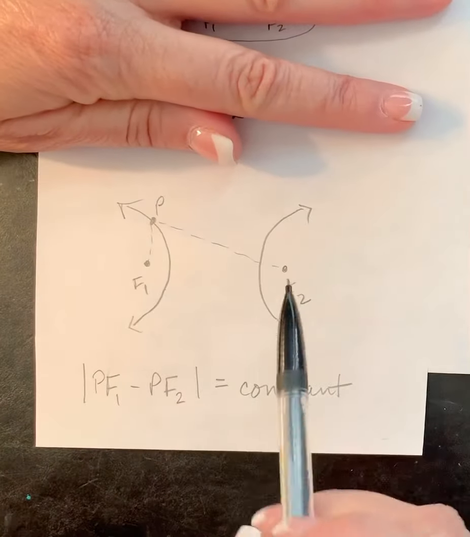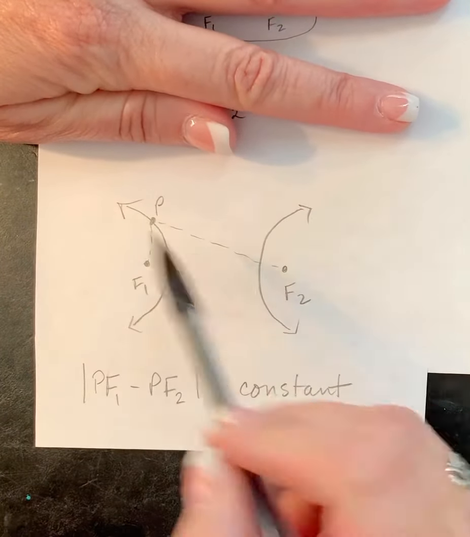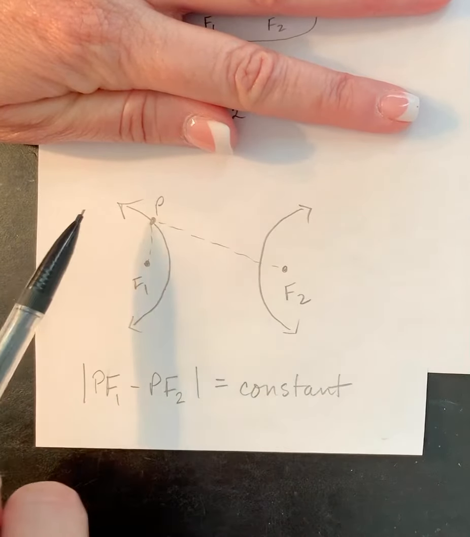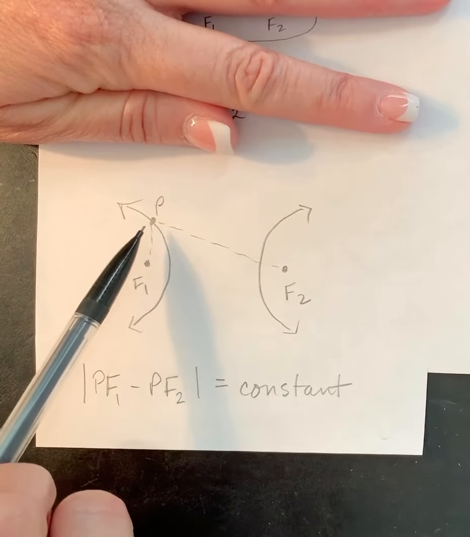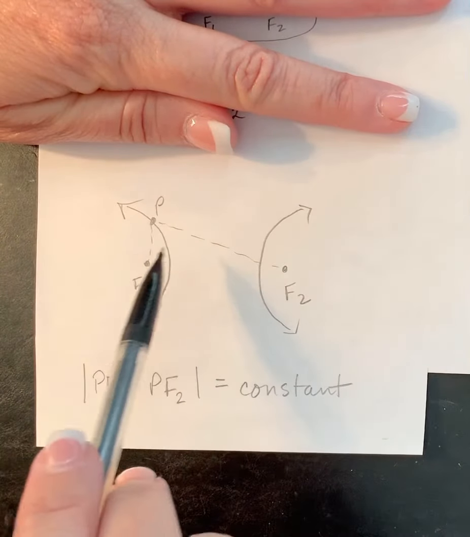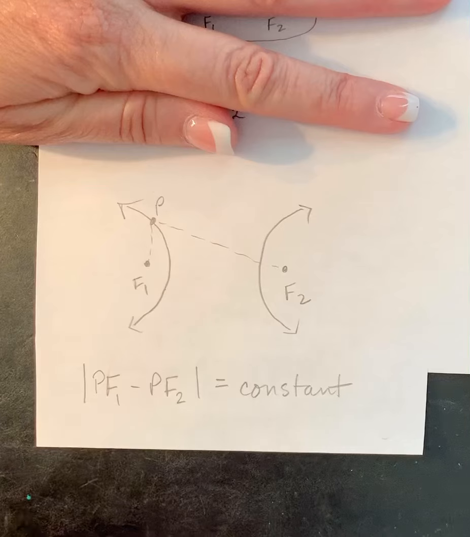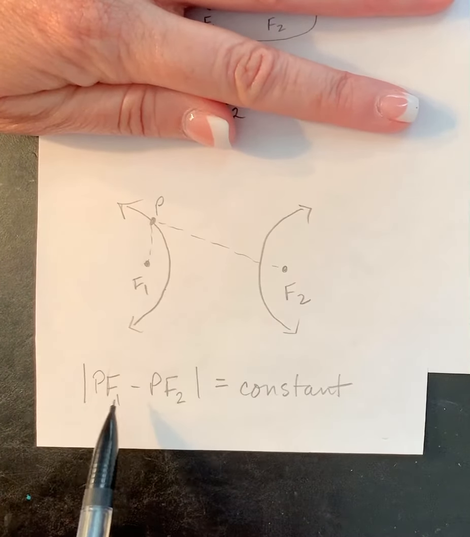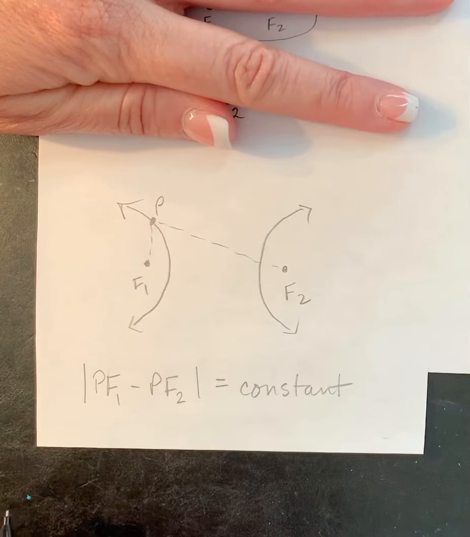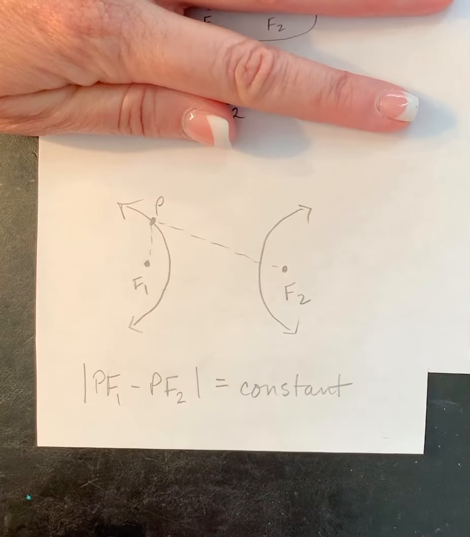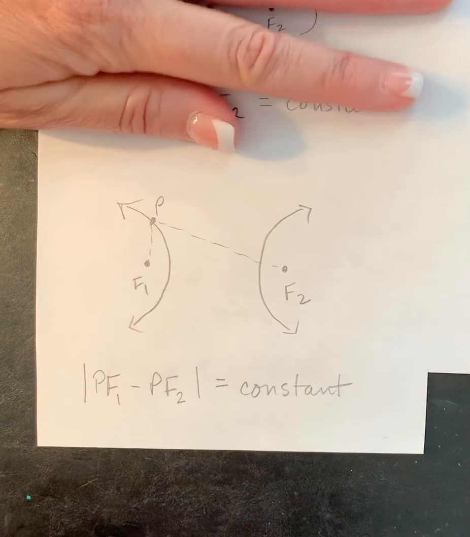So in a hyperbola, and there are two parts of it called branches, there are two foci again, and if you take any point on the hyperbola and measure its distance to each focus, the difference of those distances is always equal to a given constant. I put it here in absolute value to show that you are just talking about the positive. So whichever one is larger, subtract the smaller one from it.